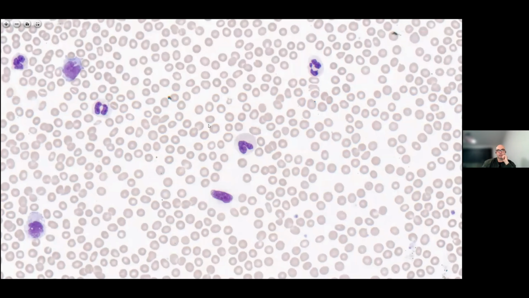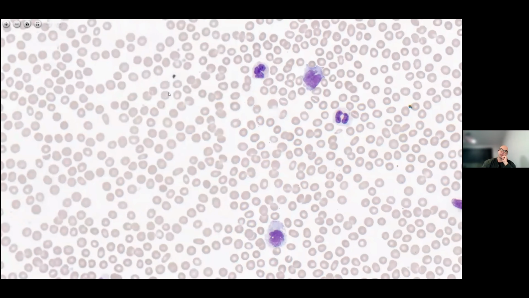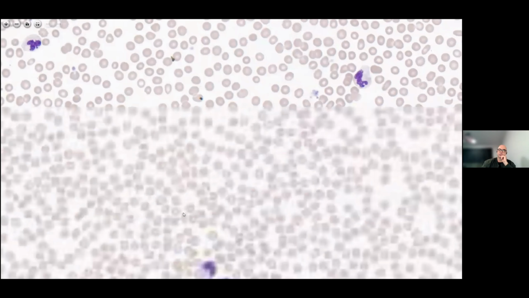So yeah, it's quite tricky, but the platelets appear relatively normal as well. I saw a couple of large ones, but there wasn't enough. A good rule of thumb is large.